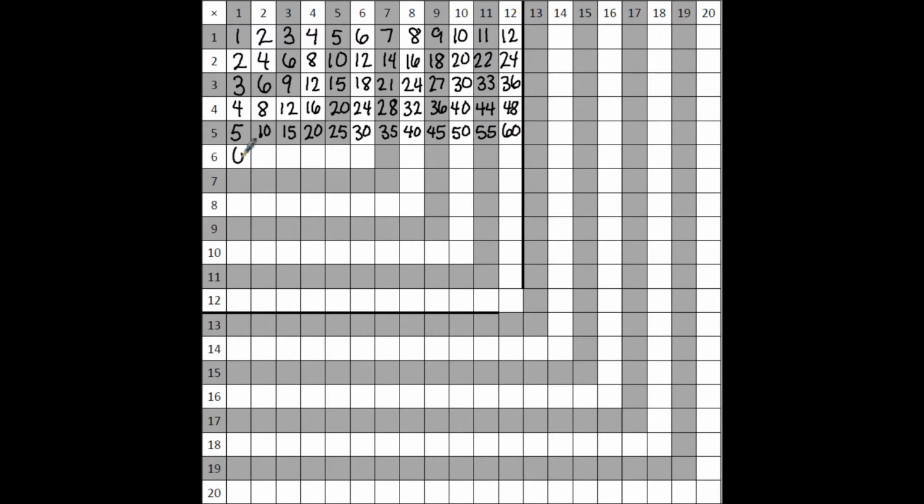Next row we'll count by sixes. 6, 12, 18, 24, 30, 36, 42, 48, 54, 60, 66, 72. The next row we'll count by sevens.